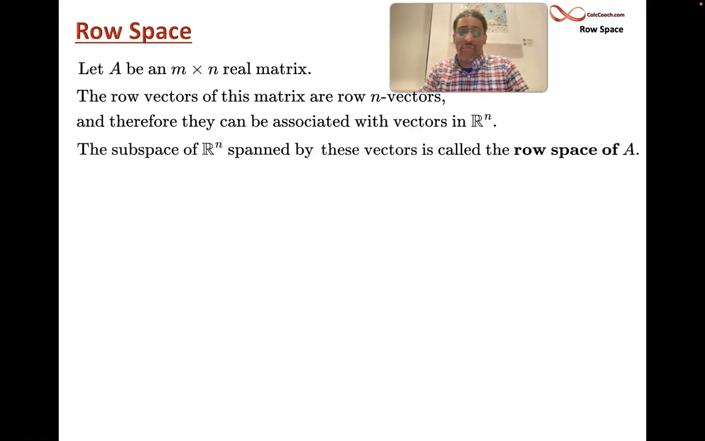And what we do is we take the span of those rows. What vectors can I get to by linearly combining the rows? That's what the row space is called. And we write it as row space, one word, row space of A.